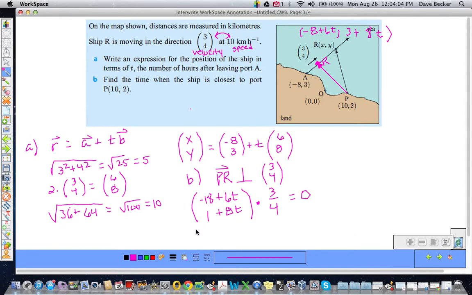So we would get 3. Why do I keep doing that? You guys need to yell at me. Dot the vector 3, 4. So 3 times negative 18 plus 6t plus 4 times 1 plus 8t must be equal to 0. And you have to trust me that when we solve that, we get t equal to 1.